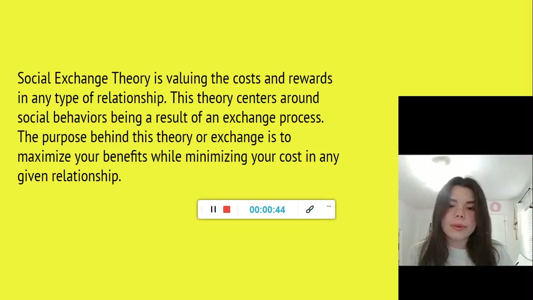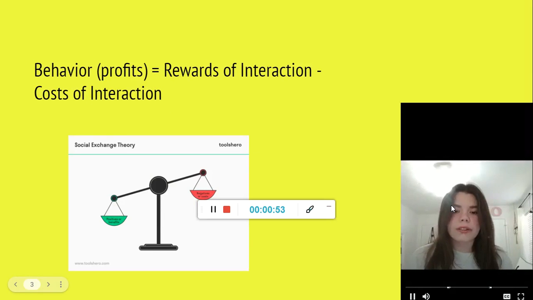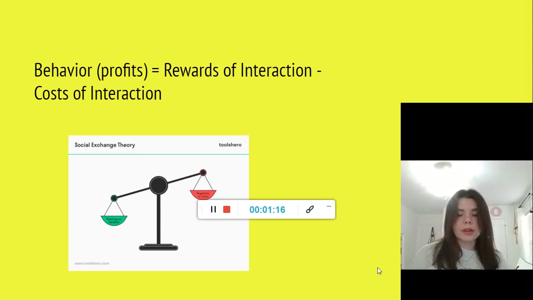Rewards are the outcome that benefit us in relationships, while the cost can entail granting favors or providing emotional support. A relationship will be evaluated negatively if we don't receive the outcome or reward we think we deserve. This could lead to us seeing ourselves as undervalued. Now, in an equitable relationship, costs and rewards are balanced, which creates a positive evaluation of the relationship. Behavior equals reward of interaction, cost of interactions.